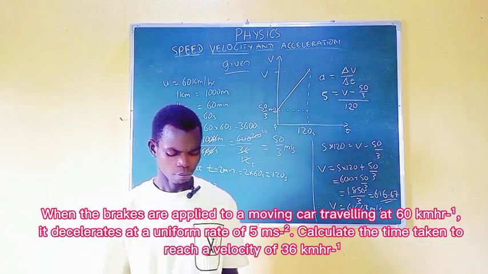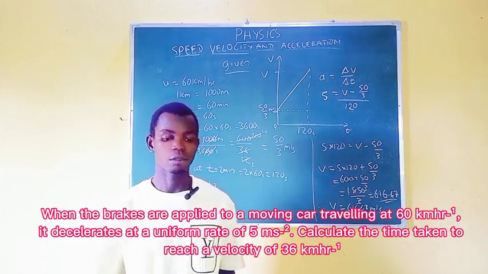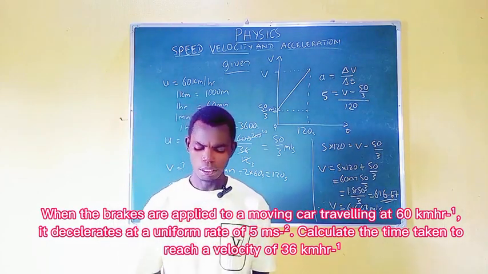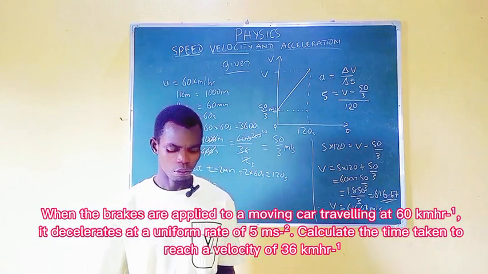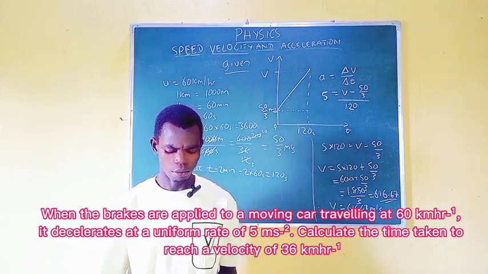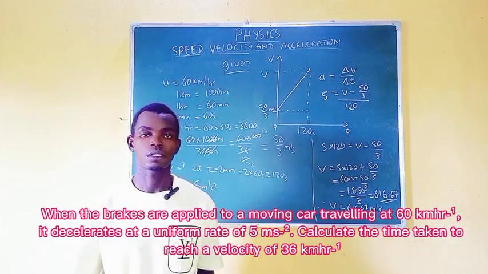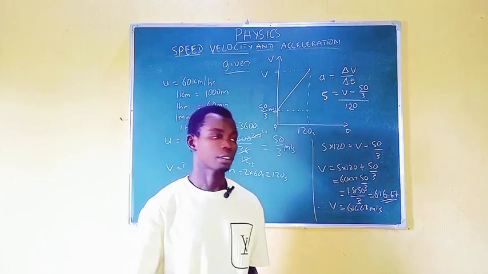Question 4. When the brakes are applied to a moving car traveling at 60 km/h, it decelerates at a uniform rate of 5 meters per second square. Calculate the time taken to reach a velocity of 36 km/h.